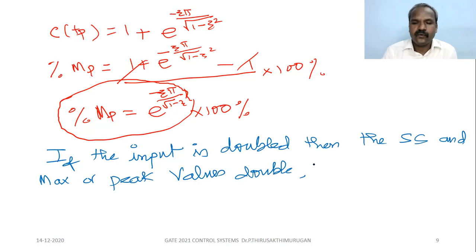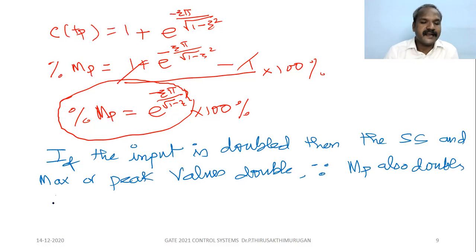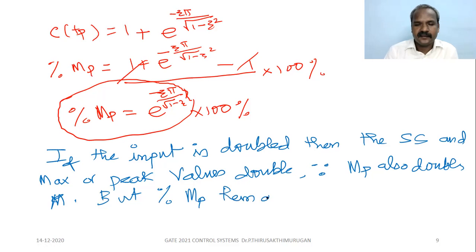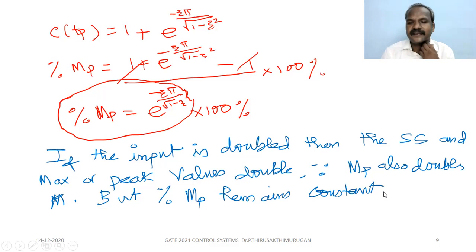Okay, therefore Mp also doubles, but the percentage peak overshoot remains constant, right? Remains constant.